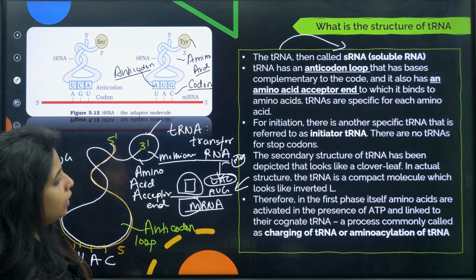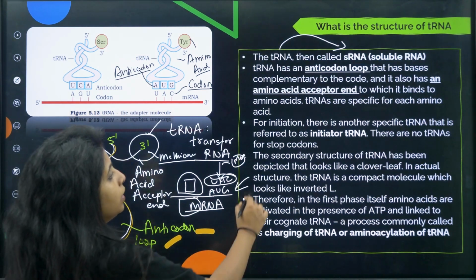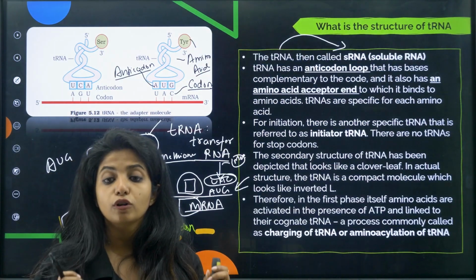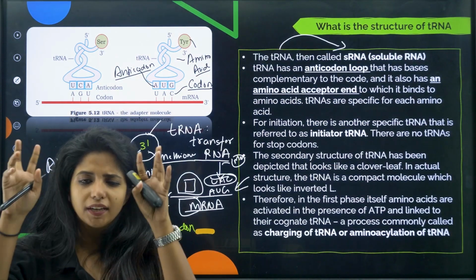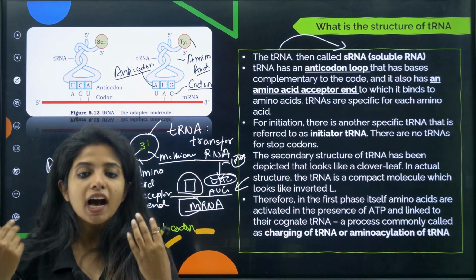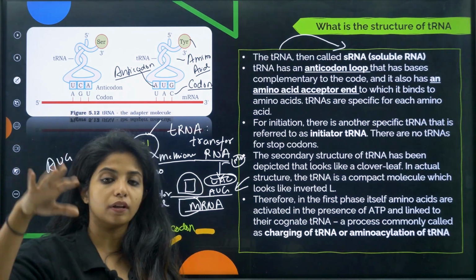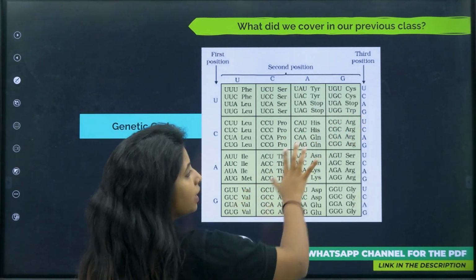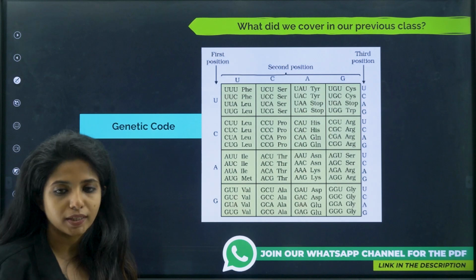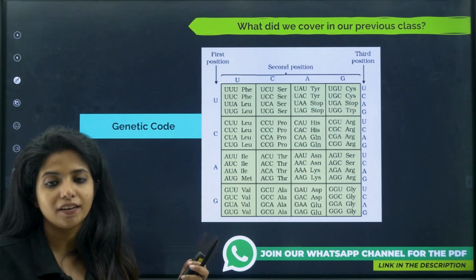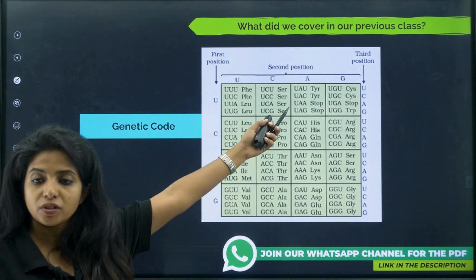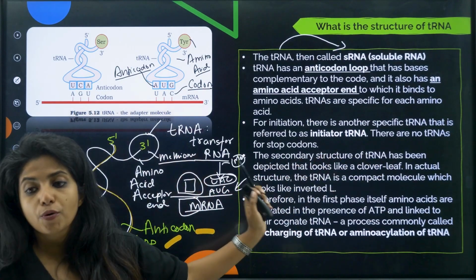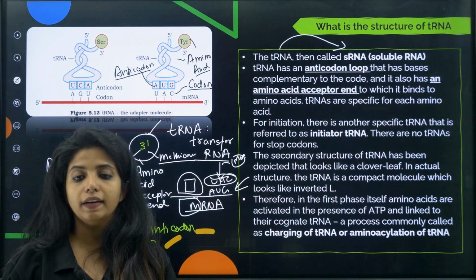Now, there are no tRNAs for stop codon. So I cannot expect a tRNA there for a stop codon. That means there won't be any amino acid also, which is why in our genetic code we have always studied that UAA, UAG and UGA mean stop. It is not responsible for any amino acid because there is no tRNA which will be specifically responsible for this particular codon. Please understand that. On a stop codon, you won't be finding a tRNA.